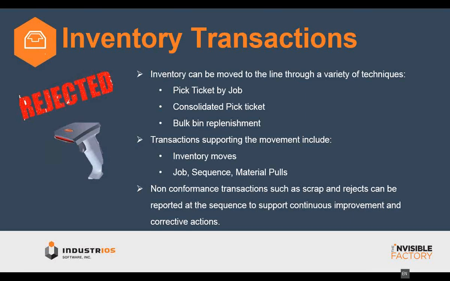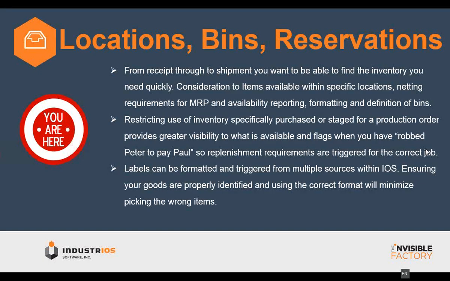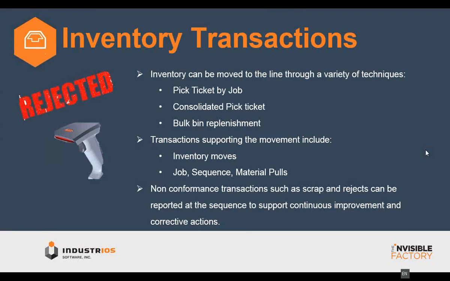Inventory transactions. How are we going to communicate that we need to move inventory out of controlled areas to the line? How are we going to record that? And how are we going to define when things don't go quite right? Within the software, we have the ability to use pick tickets for specific jobs, a pick ticket for a bunch of jobs consolidated, or a bulk bin replenishment. So a signal, again, using quantity constraints, that I now need to move out of a controlled area and back to the replenishment.